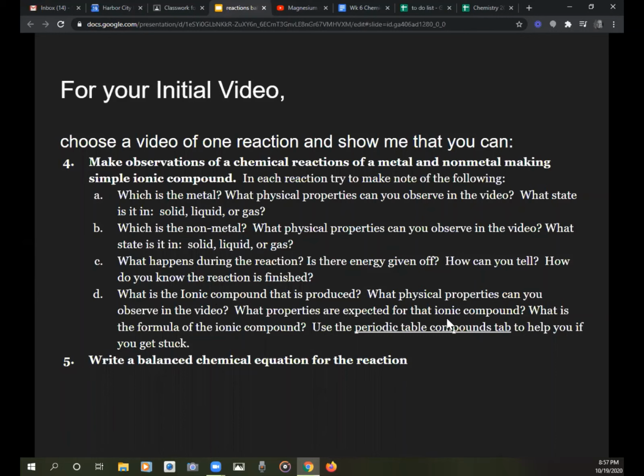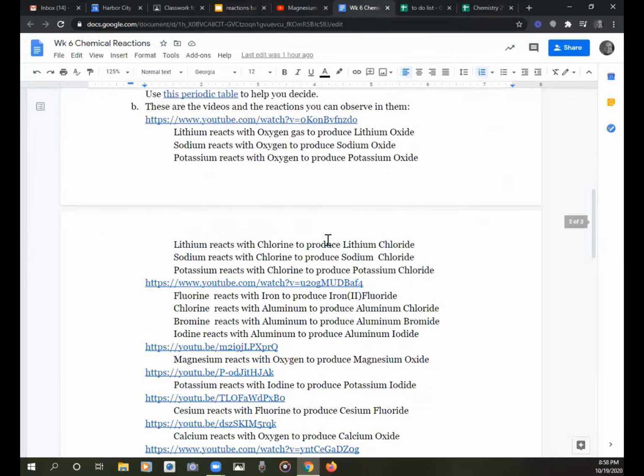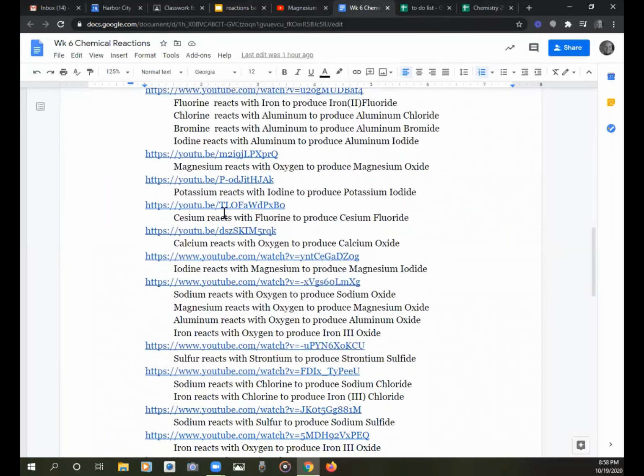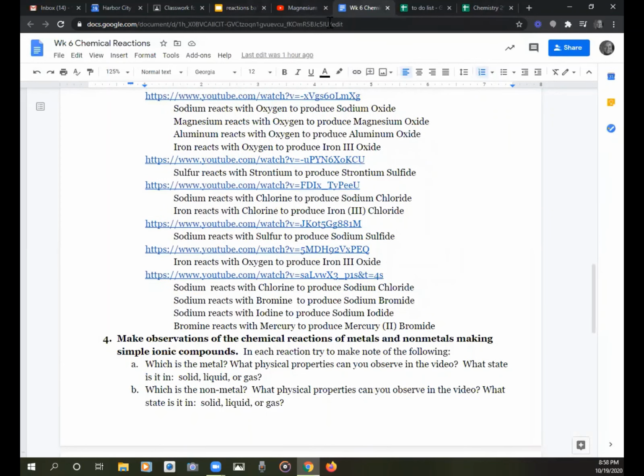We talked about the physical properties that you saw, and then we figured out what the formula of the ionic compound should be. And then we wrote a balanced chemical equation for the reaction. So I did magnesium oxide. For your initial video, you pick any one of these reactions, I'm going to scroll down to here, pick a video, and do those steps for me for your initial video, and show me that you understand how to do those steps. And that is it.